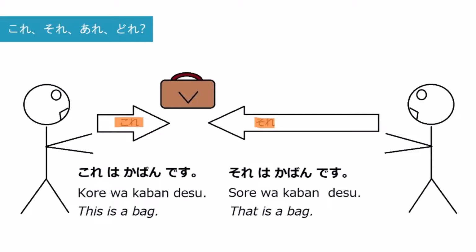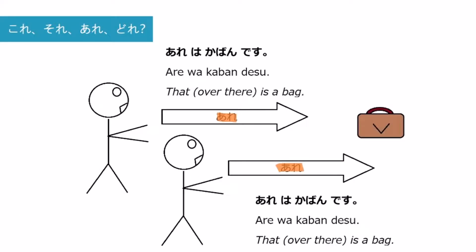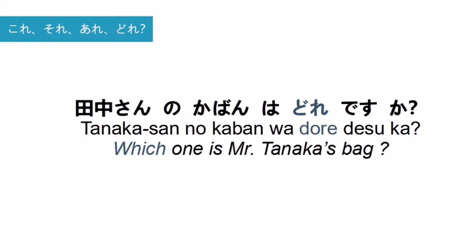From the right hand side person's perspective, if we want to say that that is a bag, then we say sore wa kaban desu. Next scenario, the bag is far away from both the persons. So any one of them would say the same thing: are wa kaban desu. That means that over there is a bag.